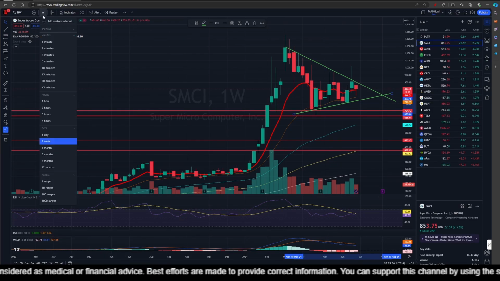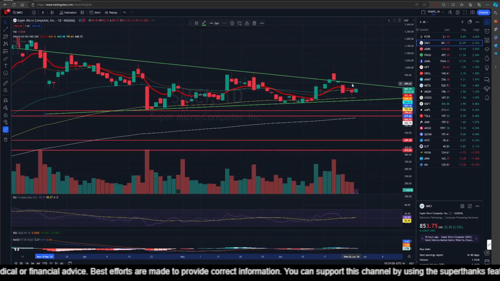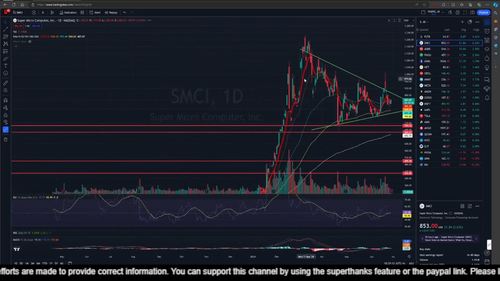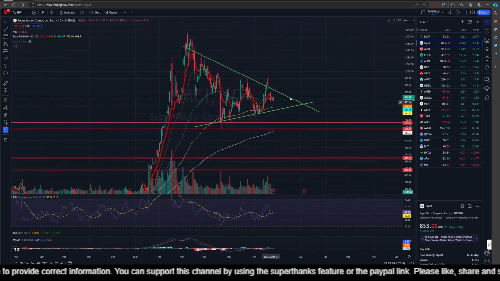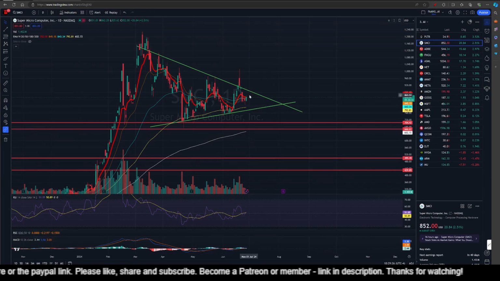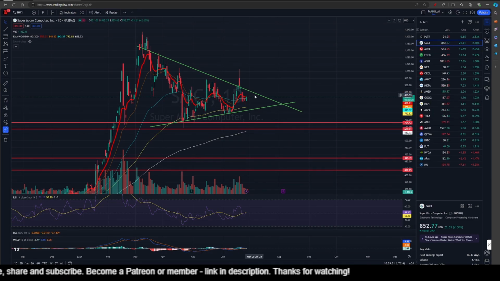However, if we change this to a daily time frame, I'm just going to recalibrate the screen, and then if we come out here, we can see that we have improvement in the momentum, and also our MACD is bullish. So for a 24-hour time frame or a daily time frame where each candle is a 1-day candle, things are looking even better. So things are on the mend for SMCI in my opinion.